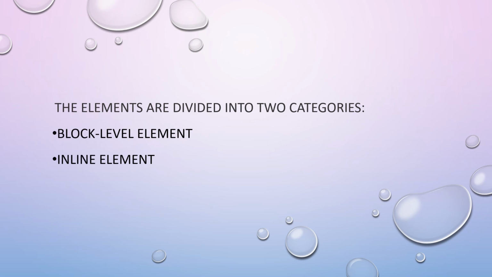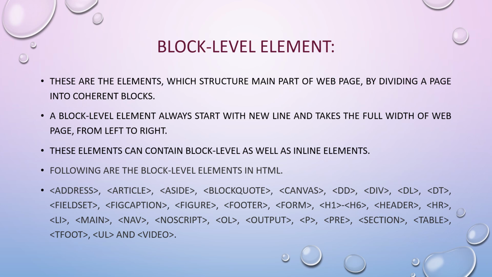For default display and styling purposes in HTML, all the elements are divided into two types. The first one is the block level element and the second one is the inline element. First, we are discussing the block level element. These are the elements which structure the main part of a web page by dividing a page into coherent blocks. It means we are considering the structure of the main part of a web page and dividing a page into some parts of blocks. This is called the block level element.